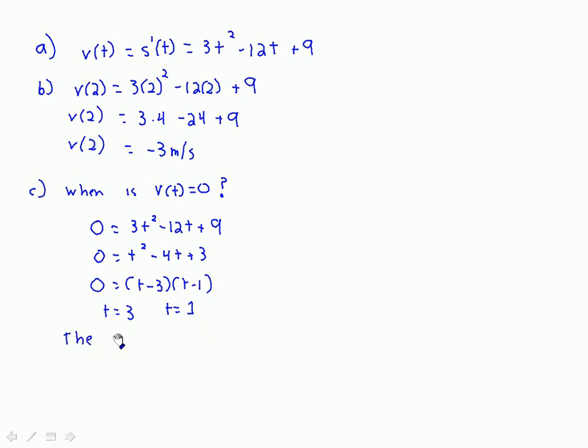So the object is at rest at t equal 1 second and t equal 3 seconds. So we would expect, that's s with a little hook on it, so we don't get it mixed up with position, we would expect that this thing is turning around at that point exactly.